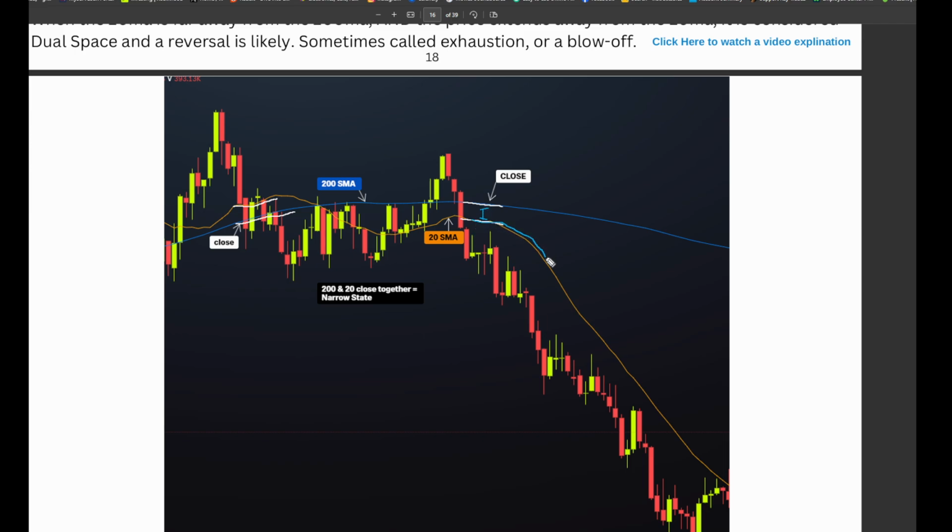Once this 20 started to curl down, really get that movement from the 200, because it's a child. This is a parent. The child's always going to try to go away from the parent. We have to keep that in mind. We just want to capitalize when it does. That's it. That's all we want to do.